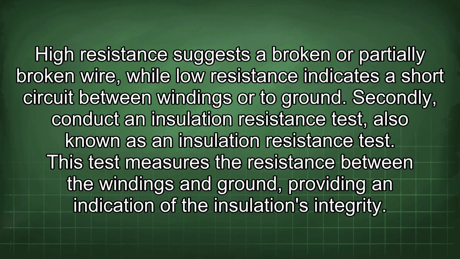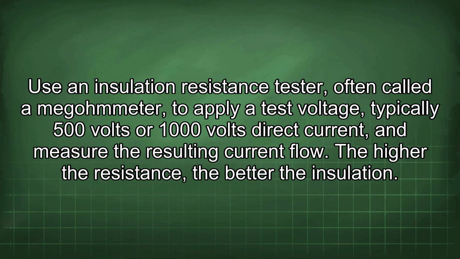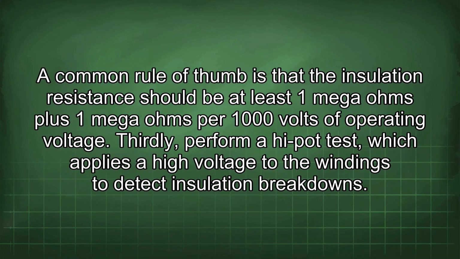Secondly, conduct an insulation resistance test. This test measures the resistance between the windings and ground, providing an indication of the insulation's integrity. Use an insulation resistance tester, often called a megohmmeter, to apply a test voltage, typically 500 volts or 1000 volts direct current, and measure the resultant current flow. The higher the resistance, the better the insulation. A common rule of thumb is that the insulation resistance should be at least 1 megaohm plus 1 megaohm per 1000 volts of operating voltage.